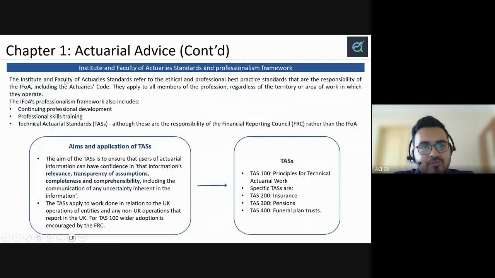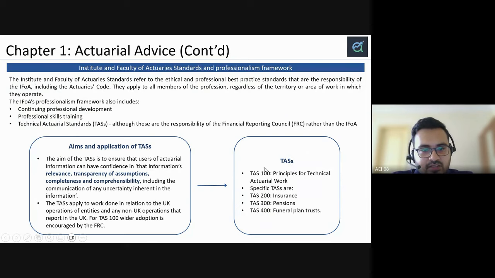Then they say that the IFoA refers to ethical professional best practices that are the responsibility of the IFoA, including the Actuaries' Code. They apply to the members of the profession regardless of the territory or area of work in which they operate. So it includes continuing professional development, professional skills training, technical actuarial standards. These are all the different TASs.